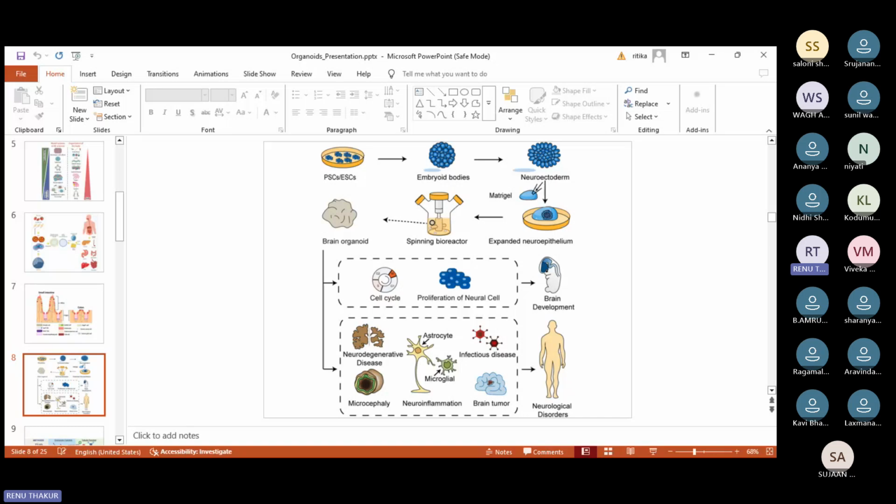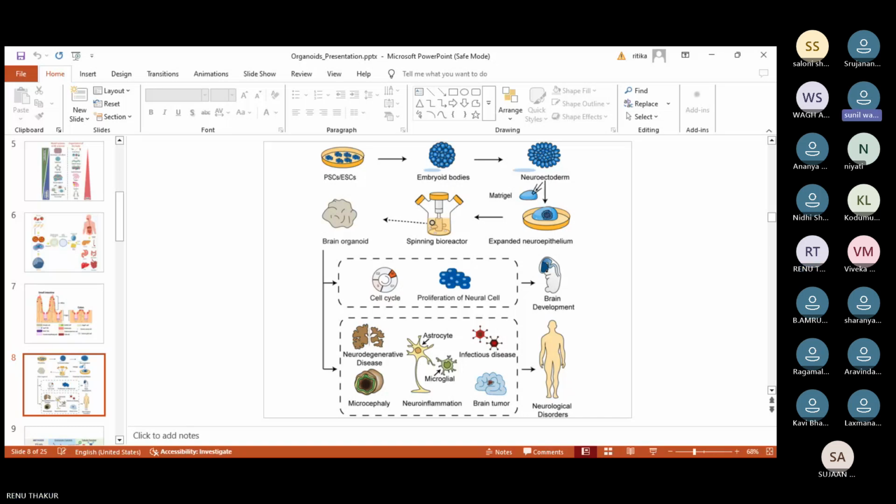Because they are not differentiated into a particular function, and because of some ethical issues also, we just use these pluripotent cells. We can do it with the help of adult stem cells, we can do it with the help of embryonic stem cells, but out of these three we prefer pluripotent stem cells, or induced pluripotent.